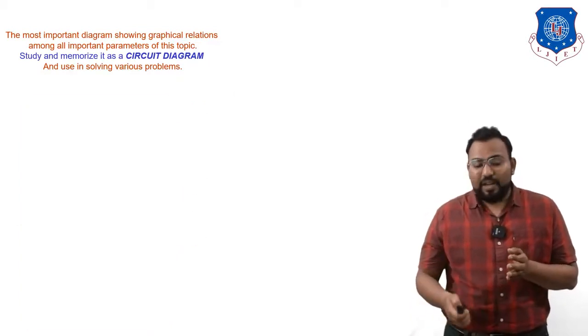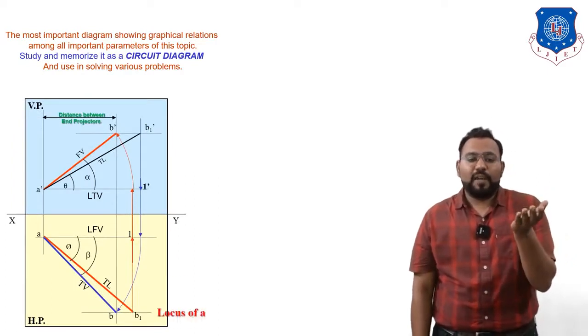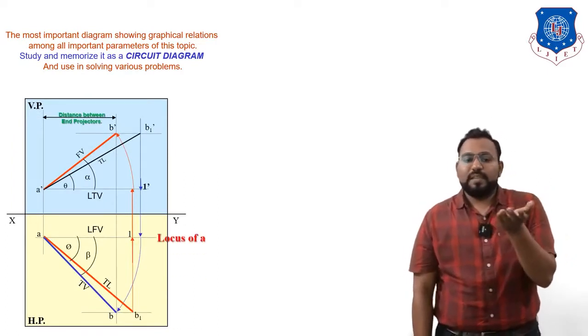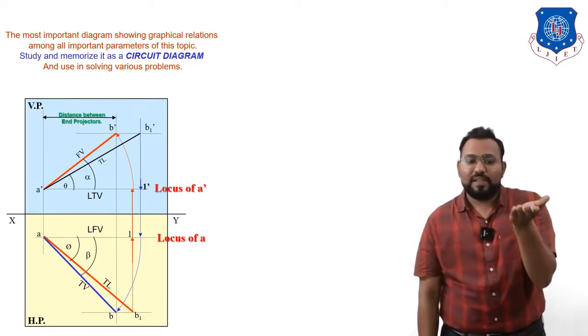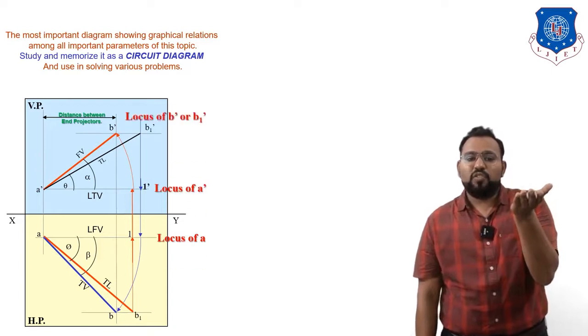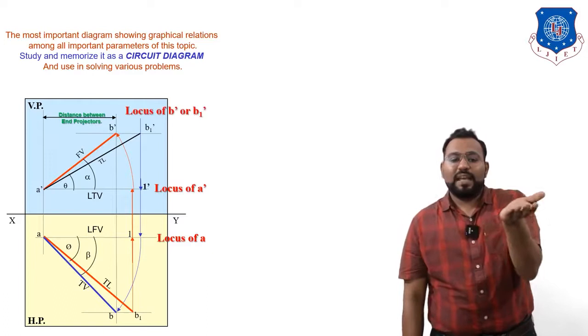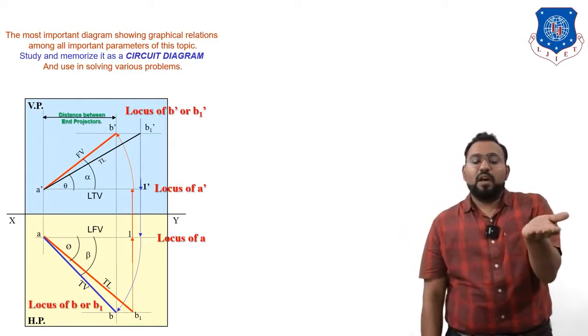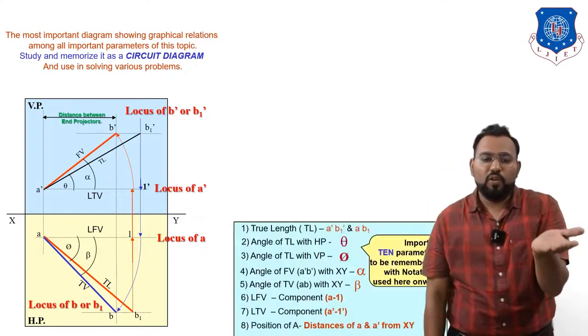You can see on your screen over here, we have drawn a horizontal line from point A. So it is known as the locus of A. In the same way, we have drawn a horizontal line from point A'. So it is known as the locus of A'. In the same way, the horizontal line which is drawn from B' and B1', that is called the locus of B' or B1'. And in the same way for B and B1, the horizontal line drawn from B and B1 is the locus of B or B1, that you already know.